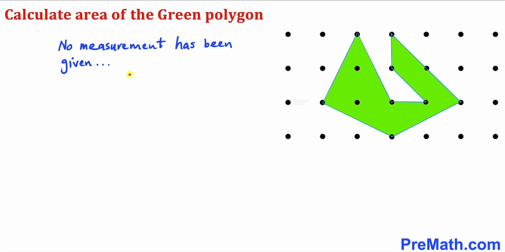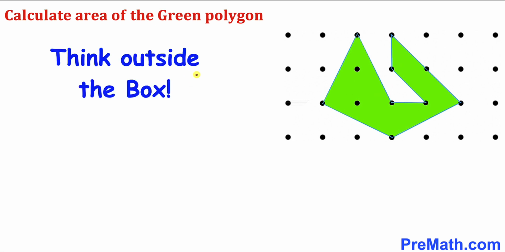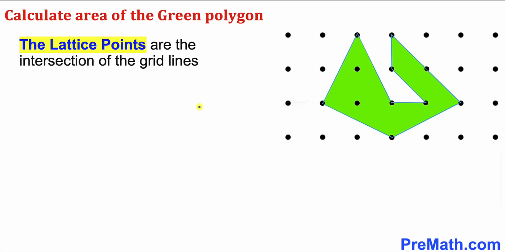And now we can see that we have not been given any kind of measurement about this green polygon. Therefore, we are going to think outside the box. Before we proceed any further, let's talk about the lattice points. As you can see, these black dots are all called lattice points. So these lattice points are just the intersections of these grid lines.